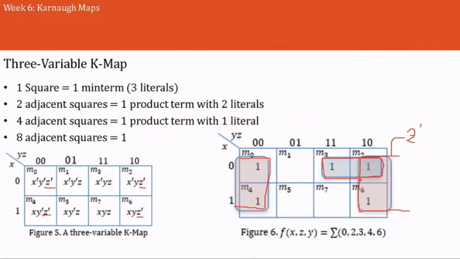There. So that is z prime. And if we are going to look at the result, it states here that if you have 4 adjacent squares, you will have an answer of 1 literal. So since we have grouped 4 adjacent squares, our answer is z prime, which is 1 literal. Okay, next.